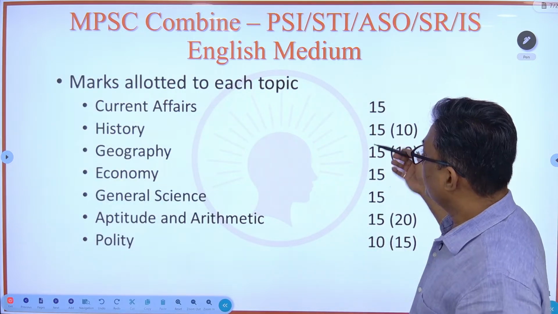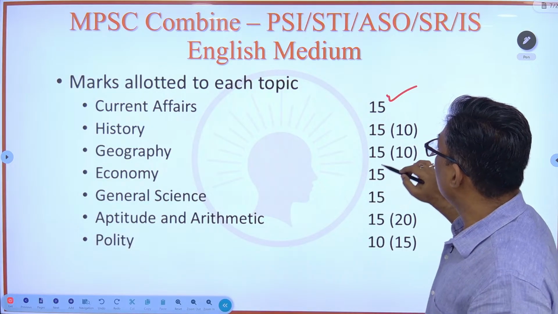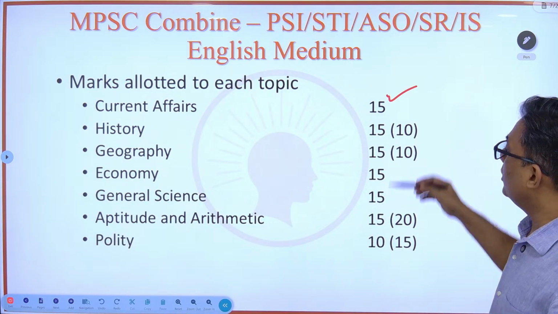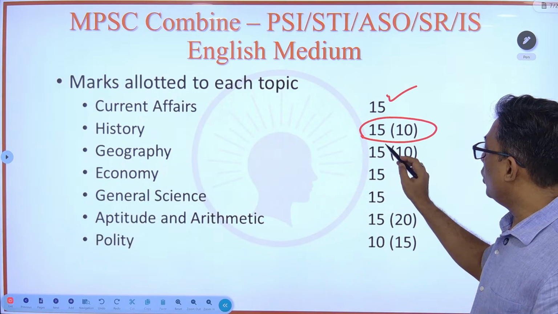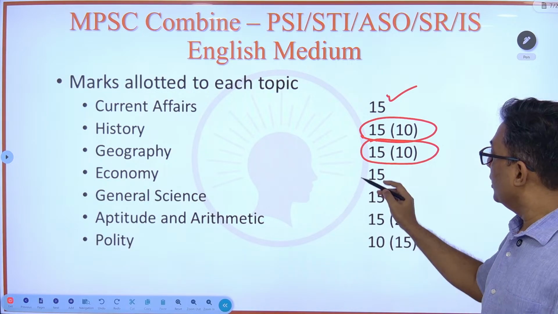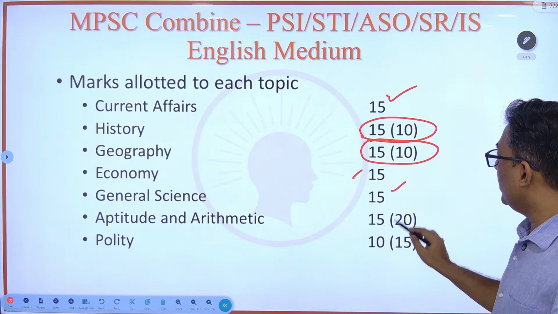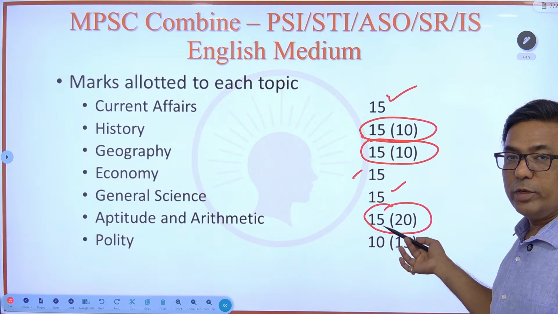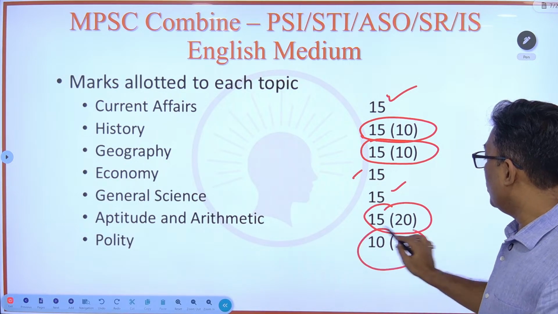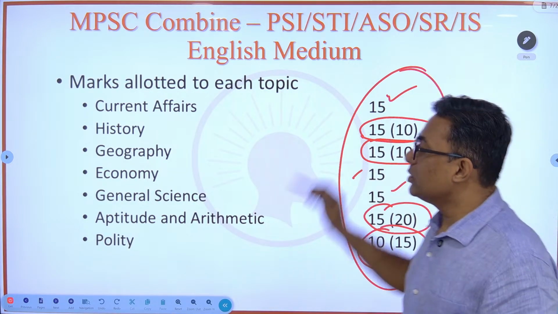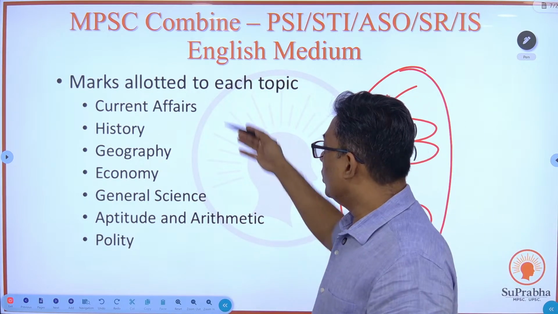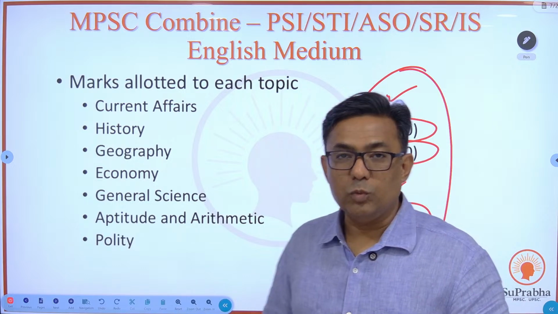Allocation: current affairs, 100 questions or 100 marks. How is it distributed? Current affairs 15, history sometimes 15, sometimes 10, geography also varies from 15 to 10, economy 15, general science 15, aptitude can be asked between 15 to 20 as I told you, and polity questions will vary from 10 to 15. If you add this up, it becomes 100. So 100 questions on these topics they are going to ask you.